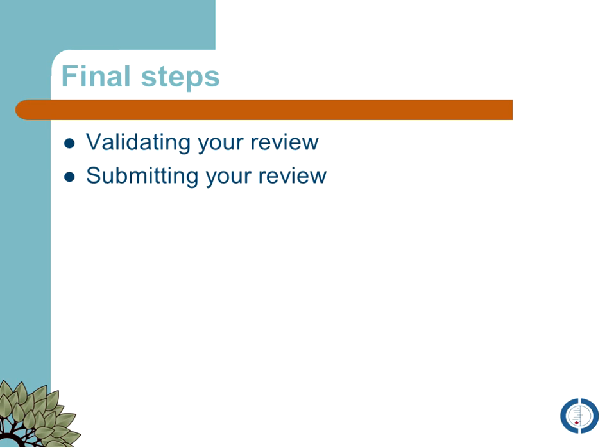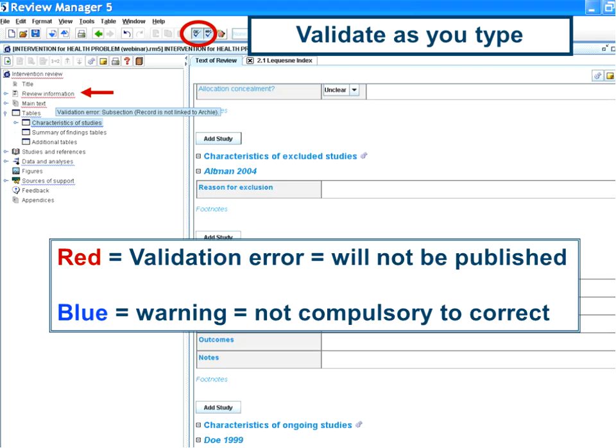Okay. You've written your review. There's a couple final steps. You're going to want to validate it and submit it. Now, you can validate as you type. Every review should be validated prior to submission for editorial peer review to make sure all the sections of the review have been completed and meet Cochrane requirements.